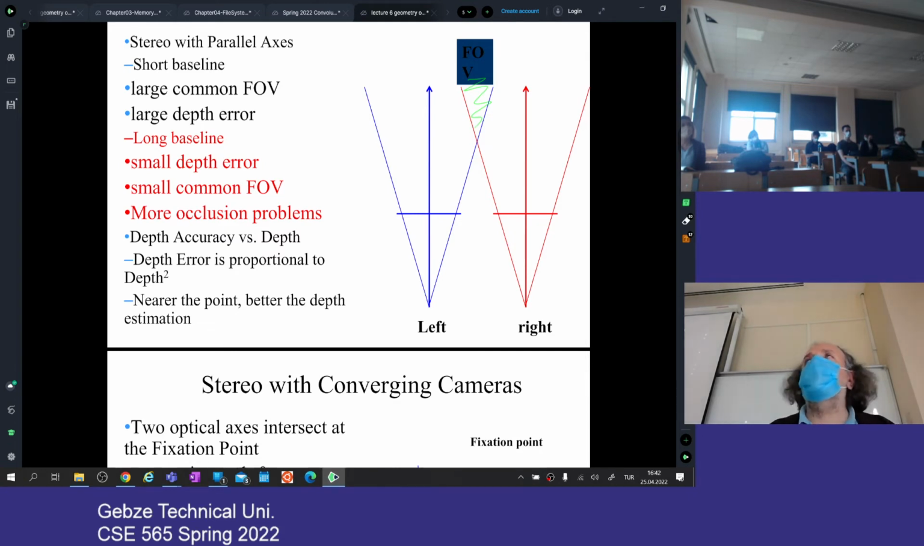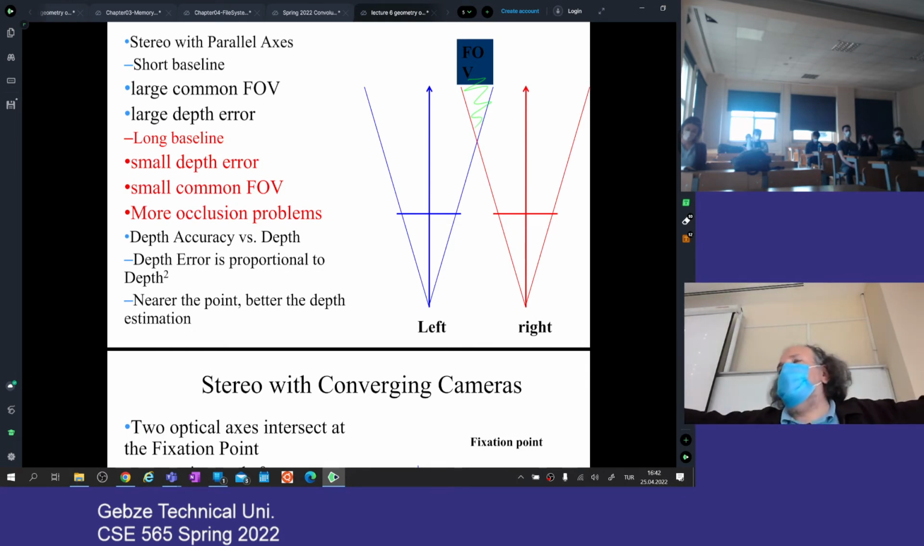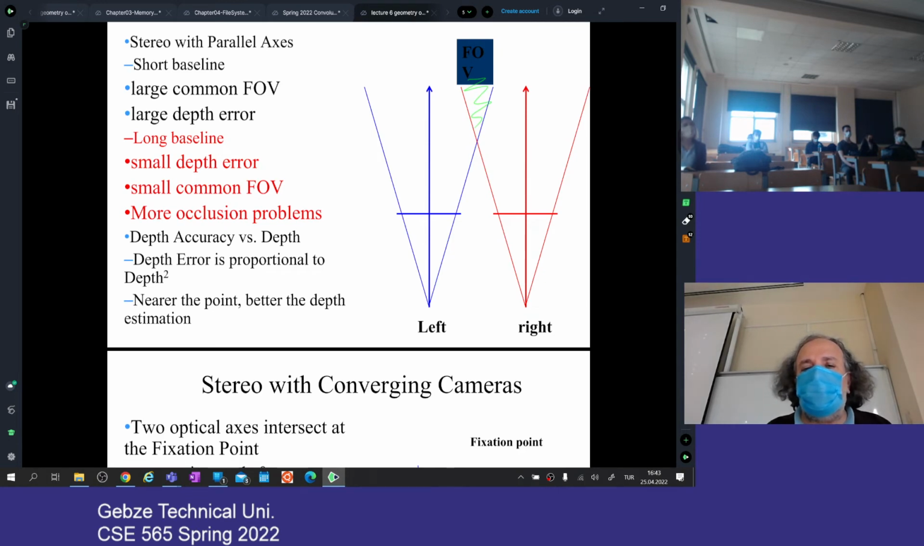Also, there will be occlusion problems too. What's an occlusion problem? Since your cameras are far away from each other, let's say one camera is here, the other camera is way over there. They are seeing the same scene, but one of them sees these desks from the left side, the other one sees the right side. They are not seeing the same part of the object. So that's not going to be good.